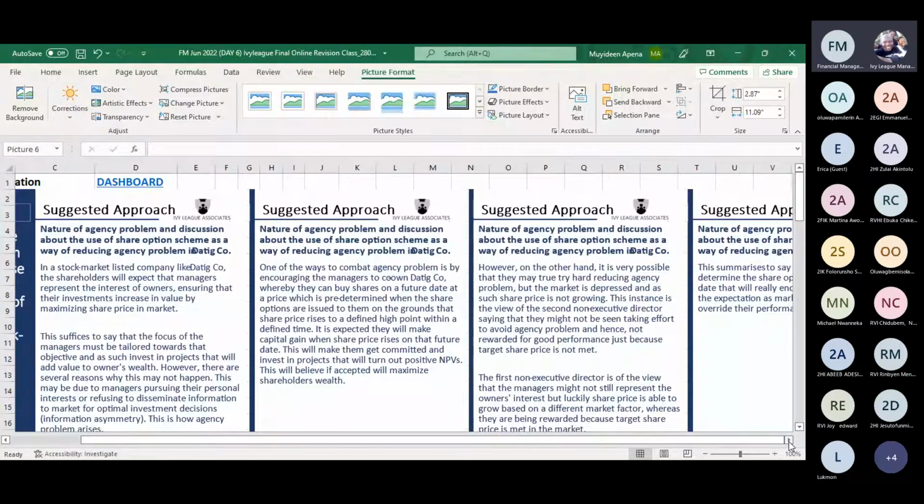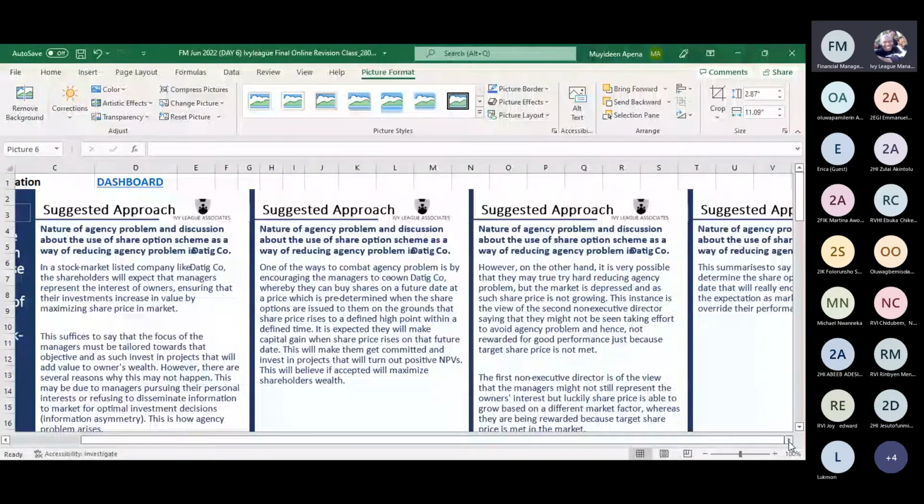But if the scheme is being offered during a time of financial crunch or market depression, what you see happening is that the share price will not rise. So if the share price is not rising during this kind of period, you can't really say the managers are not doing their bits. So one director is saying that it is very possible that the current market condition is not showing the performance of the managers. So one will think that they are not performing. That's what one director is saying.